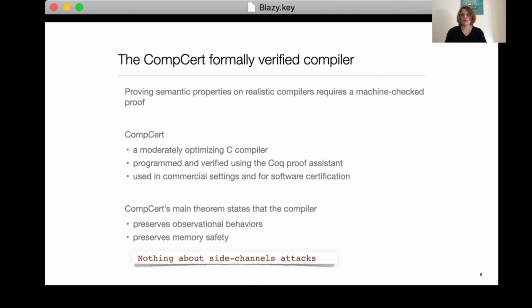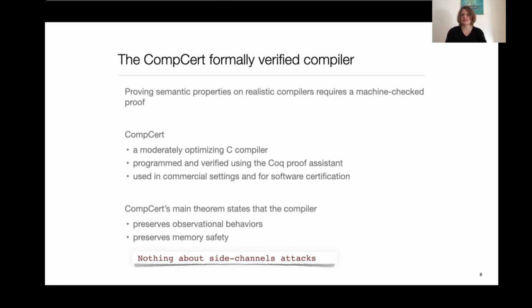CompCert comes with a main theorem. This theorem states that the compiler does not introduce bugs. It is a semantic preservation theorem stating that observational behaviors of programs are preserved. It relies on numerous theorems, including theorems related to the preservation of memory safety, where in CompCert, the memory model is shared by all the languages of the compiler. However, in the CompCert development, there is no theorem about side channel attacks.